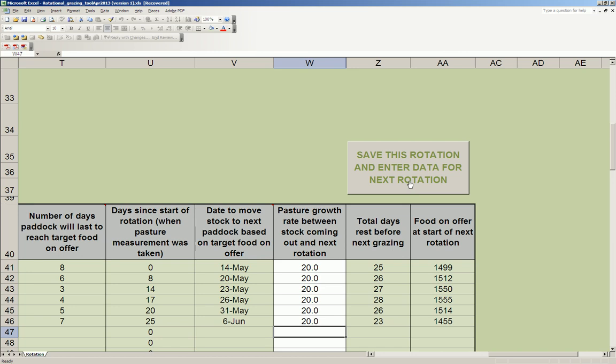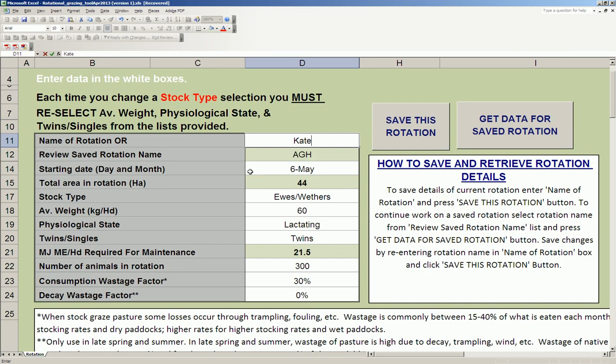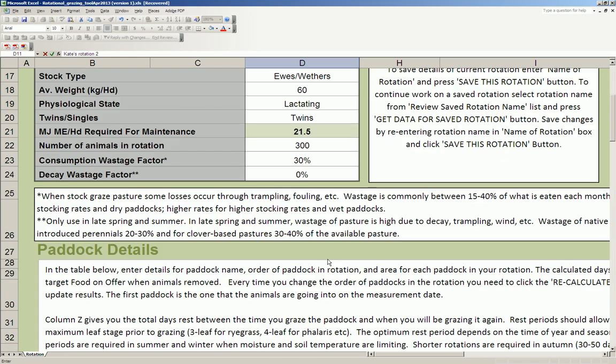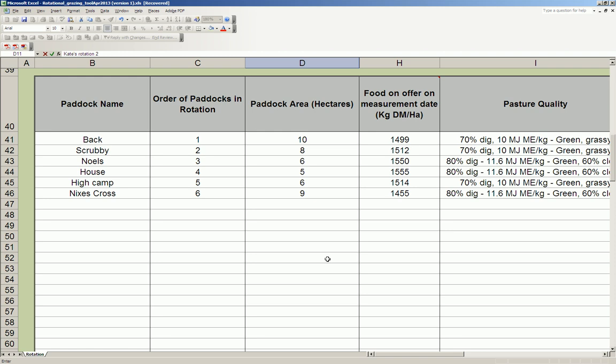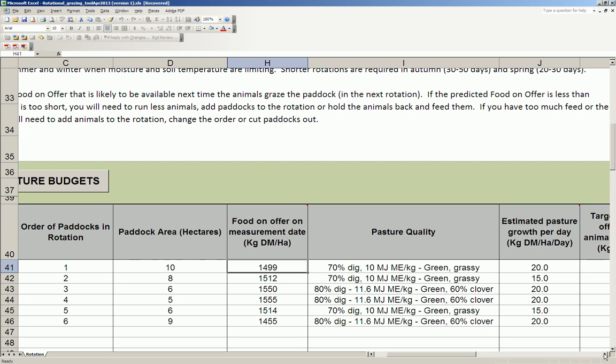So if I click this button up here, I can save this rotation and enter the data for the next rotation. Okay, so now I'm going to say it's Kate's rotation 2. If I scroll down with the same set of animals again, you can see here that the food on offer at the measurement date has become the food on offer that it calculated when the animals are starting the rotation again from the previous round. So that just gives you some idea as to how a rotation can be set up in this rotation planner.